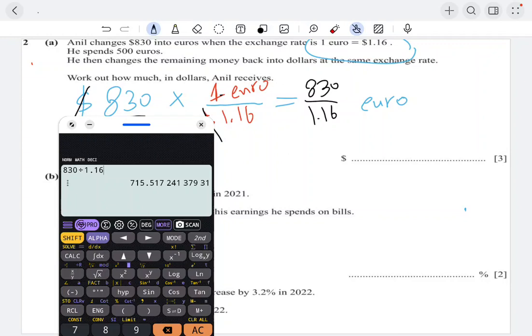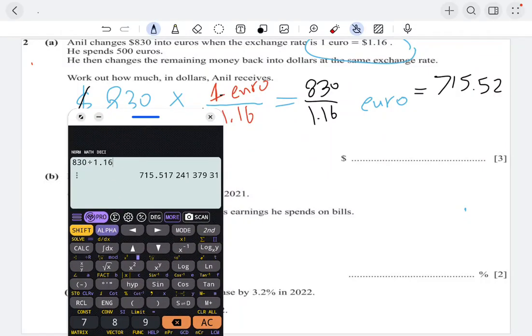So the answer is 715.5 euros, or 715.52, rounded to the nearest hundredth here. Okay, did we finish? We did not finish yet. I'll keep this number now because I need it.